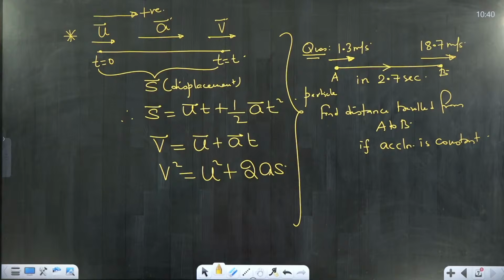So here we have taken a question where the initial velocity of 1.3 meter per second changed to a final velocity of 18.7 meter per second in a total of 2.7 seconds. They are asking, find the distance traveled from A to B if acceleration is constant. I am waiting for the answers of this.